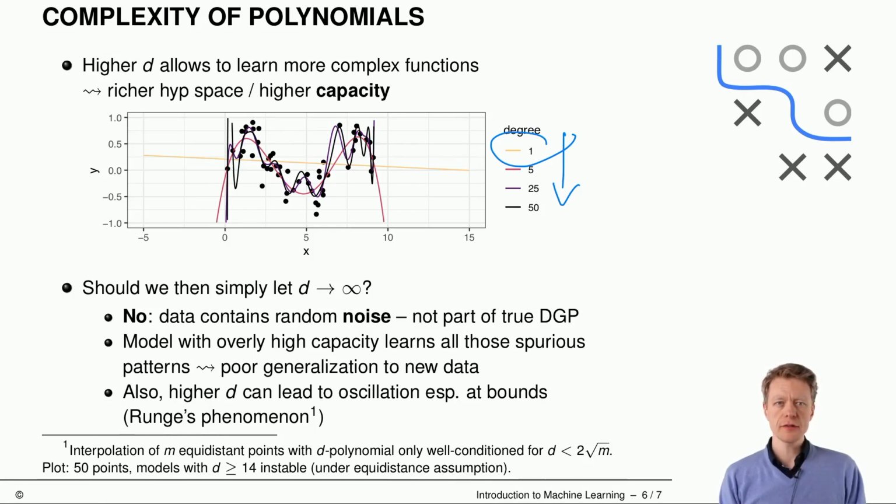Also, a higher D can lead to oscillation, especially at the bounds, which is called Runge's phenomenon as well, but we will not speak about this in detail here.